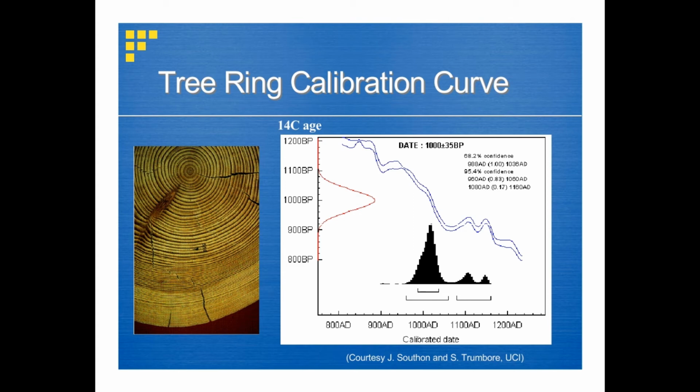And so typically this is how it's reported. They show the plot of the multiple peaks, and they give multiple confidence level intervals. So at 68% confidence, it's this date. At a 95% confidence level, it's these dates. So it makes it a little bit tricky to deal with the calibrated data.